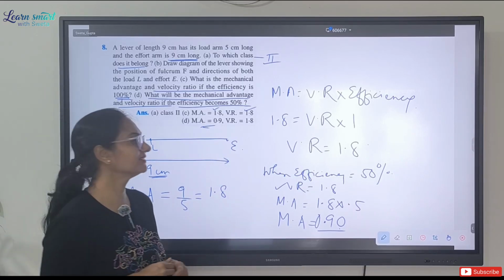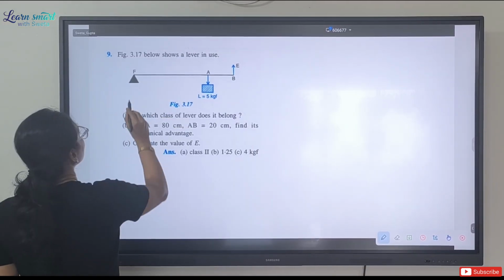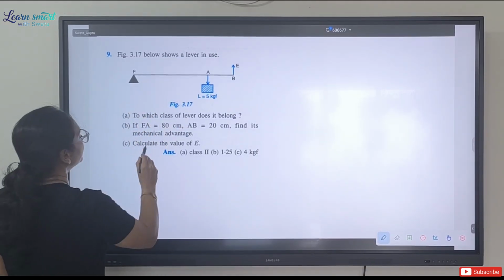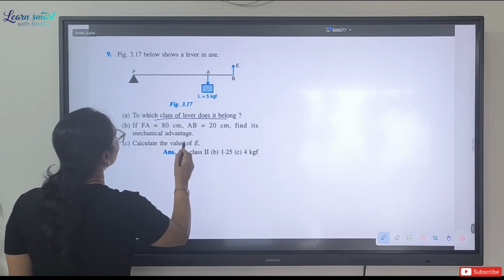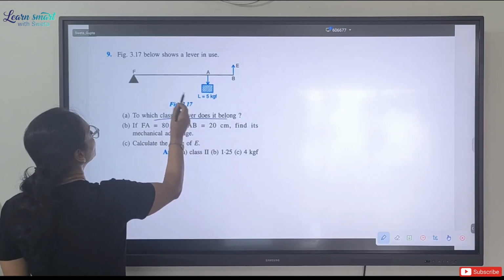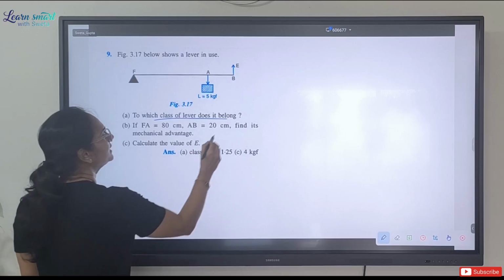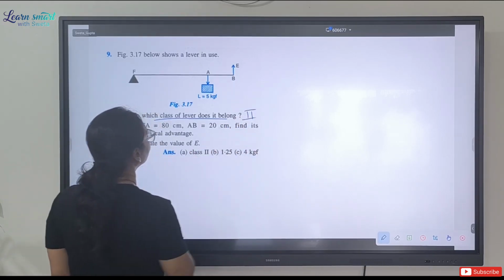Let's see the next question. Let's look at this question. Figure shows a lever in use. To which class of lever does it belong? We can see load is in between, fulcrum and effort on the other side. So this belongs to class 2 lever.